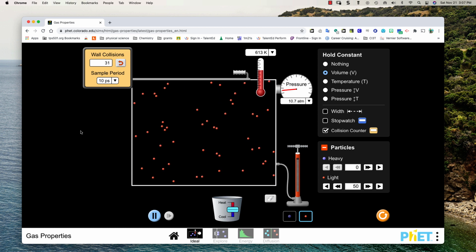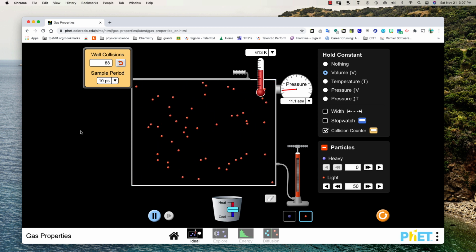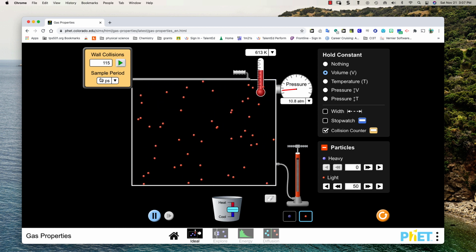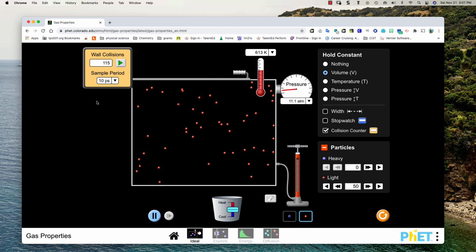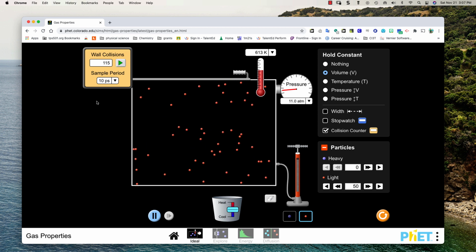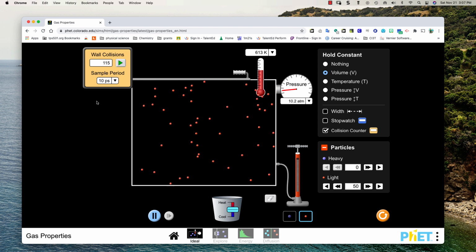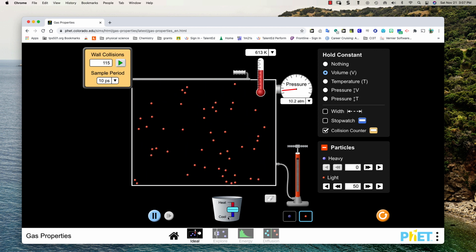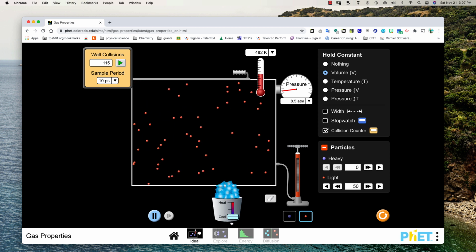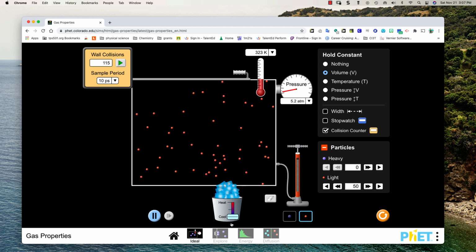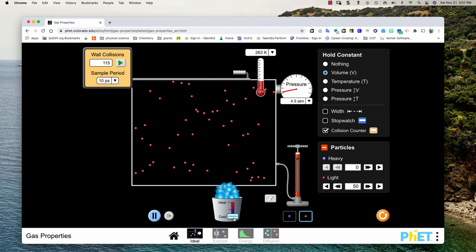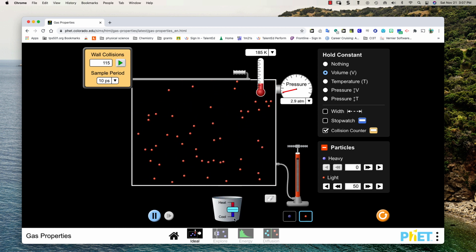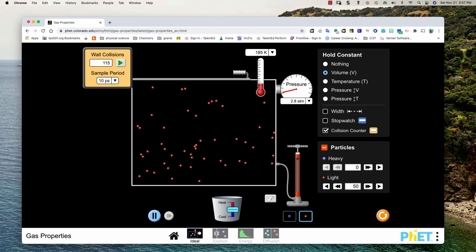If we look at the number of wall collisions, according to kinetic molecular theory, we should see an increase in the number of wall collisions, and we do. So this is why the pressure increases when the temperature increases. Those molecules are going faster, hitting the wall faster. So the actual speed, if we cool it down, the gas molecules decrease in speed. They're not hitting the sides of the wall as fast. So this is what we mean by the pressure-temperature relationship.